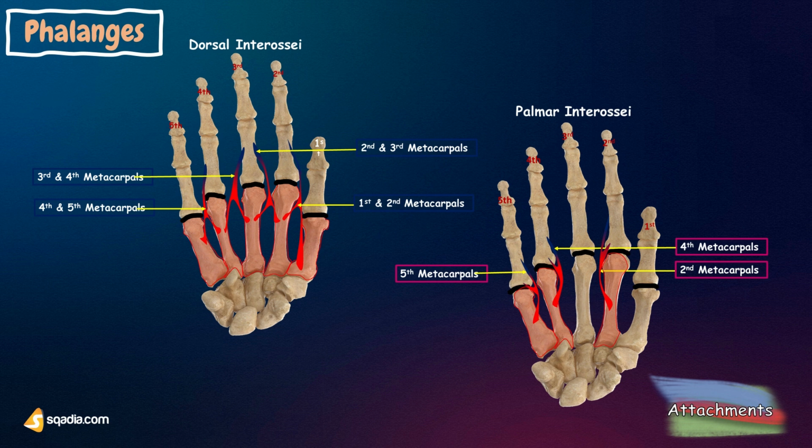That concludes our video on the bones of upper limb. That is the clavicle, scapula, humerus of the arm, radius and ulna of the forearm, and lastly, the bones that make up the hand.